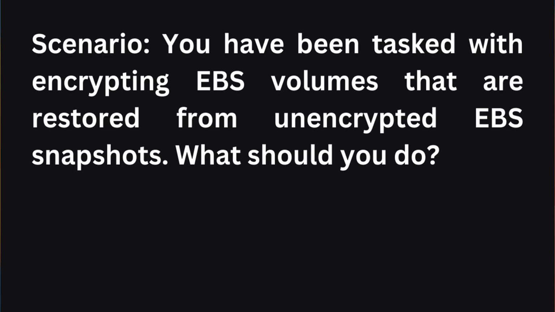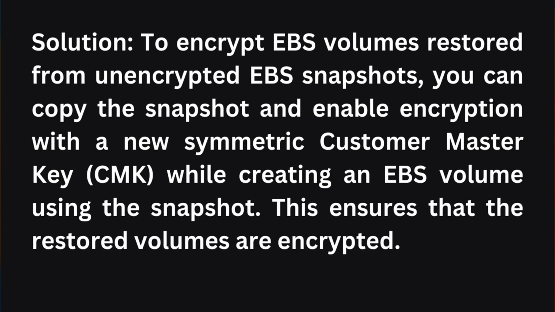So the first scenario, you have been tasked with encrypting EBS volumes that are restored from unencrypted EBS snapshots. So what should you do in this particular scenario? So the best solution is to encrypt EBS volumes restored from unencrypted EBS snapshots. You can copy the snapshot and enable encryption with a new symmetric customer master key, which is also known as CMK, while creating an EBS volume using the snapshot. Basically, this will ensure that the restored volumes are encrypted.